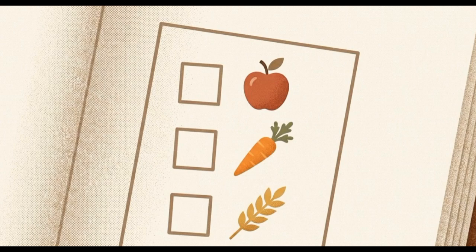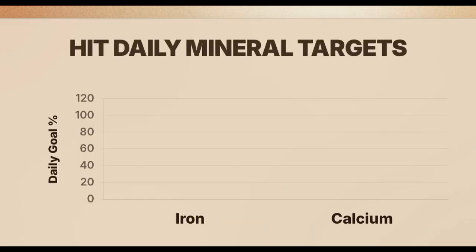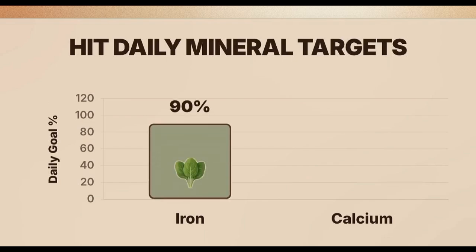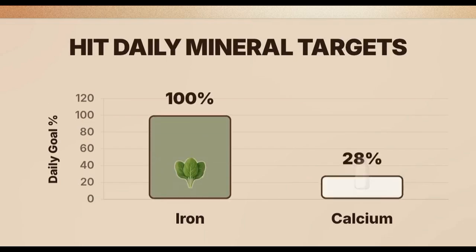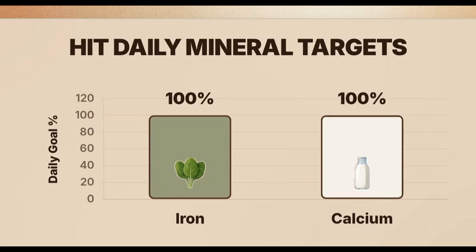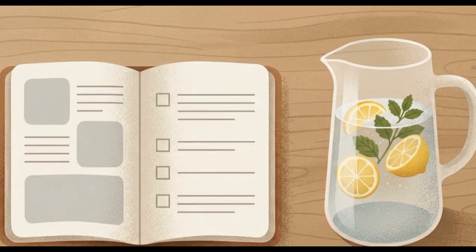You need checkboxes for fresh fruits, vegetables, and whole grains. This bar chart interface shows the specific mineral targets you are aiming for. Map iron to foods like spinach or beans, and calcium to dairy products like milk and yogurt. Underneath the food pairings, add a daily hydration requirement to your checklist.